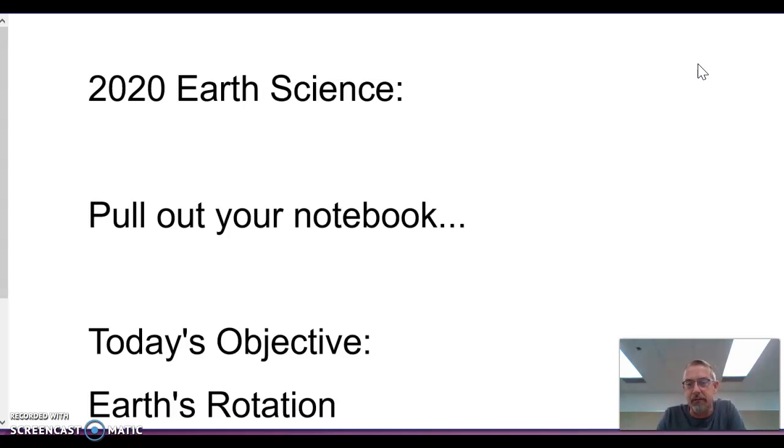But today's objective, since we're talking about Earth science, but it's actually technically Earth and space science, we're going to start talking about the Earth's rotation today. And so we're going to define that term and look at what that means for us in terms of how we're oriented on Earth here.